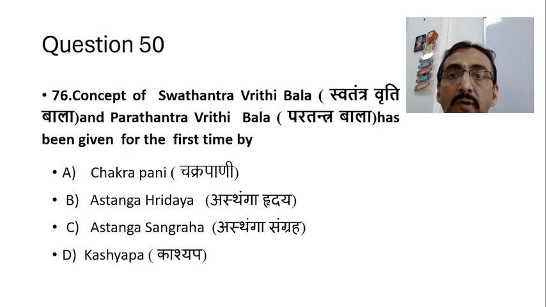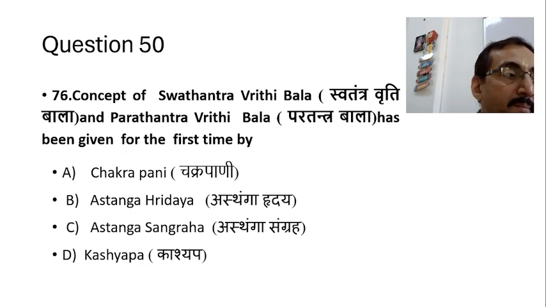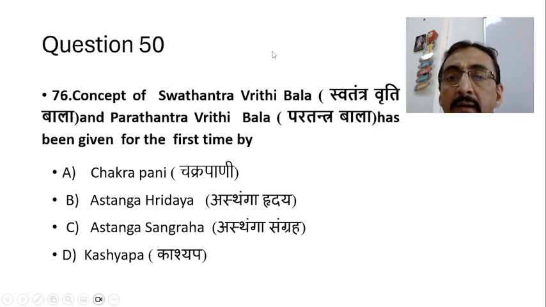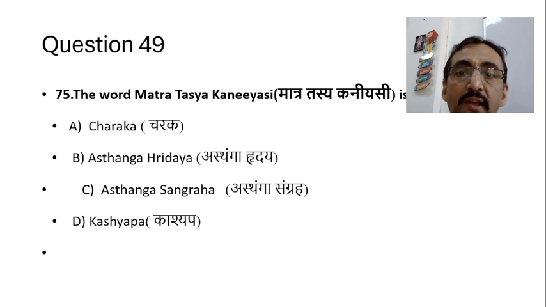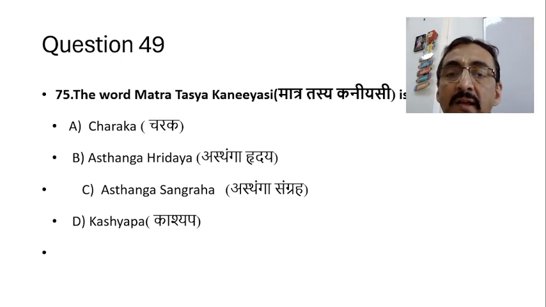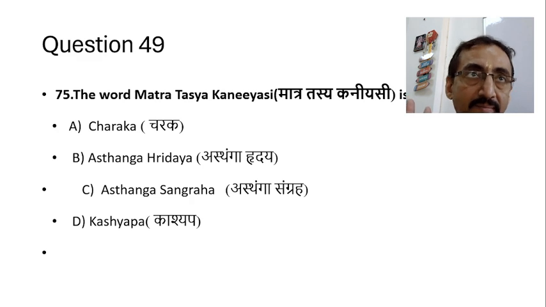So this is all for today. In the next class again we will continue with some of the important MCQs. And now you need to find one answer for this: the phrase 'Matra tasya kaniyasi' is mentioned by which author? Is it by Charaka, Ashtanga Hridaya, Ashtanga Sangraha, or Kashyapa? Because it's similar, 'Matra tu alpataramataha' is mentioned by Charaka.